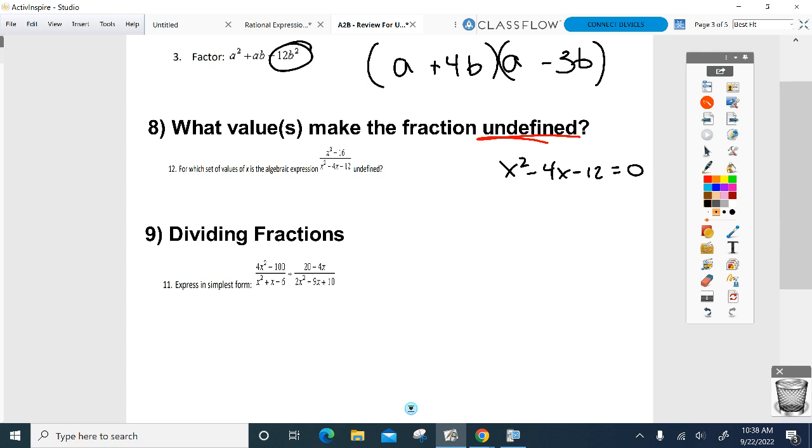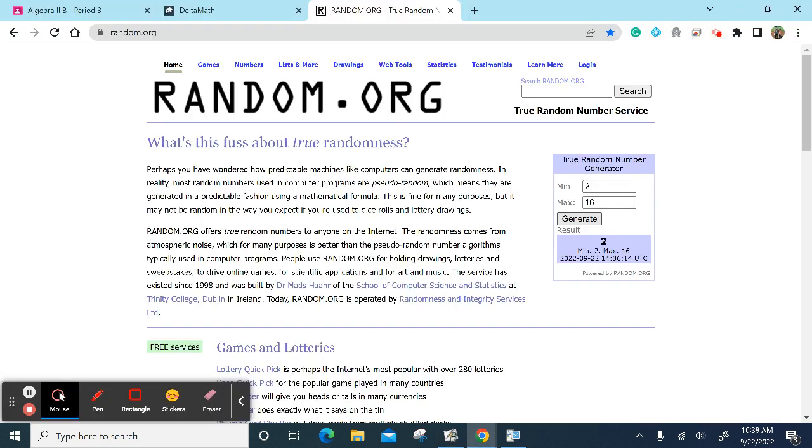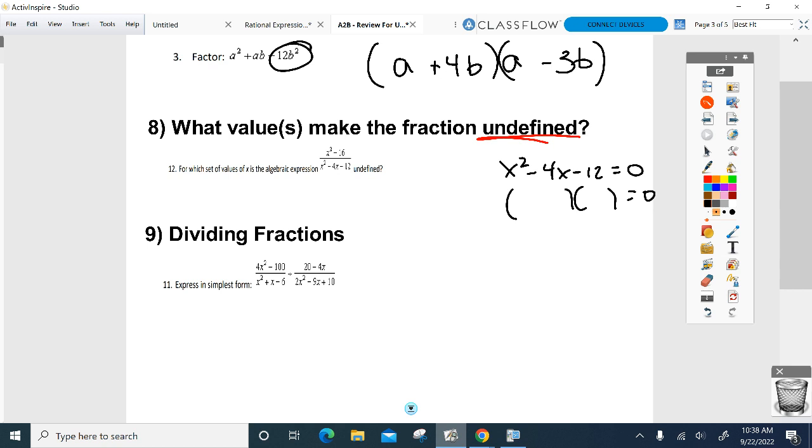Want to factor that? 13. Want a little help here? Multiplies to 12, adds to -4. Good job.